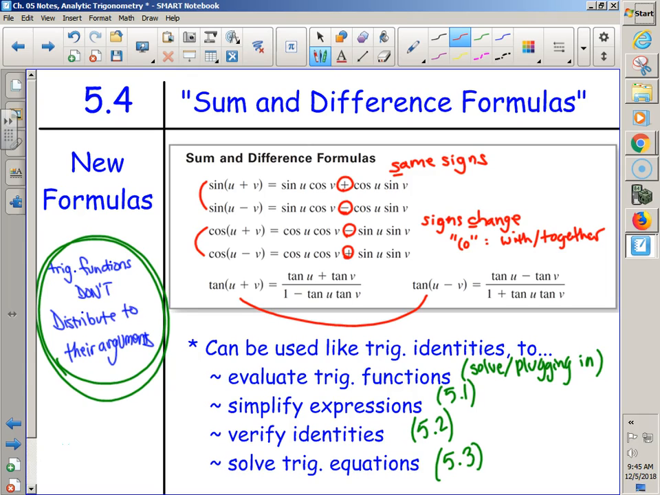The cool thing is when you get down to tangents, isn't tangent a sine over a cosine? Same over change. Now you have to memorize what goes where, but same over change. The sign stays the same on top and the sign changes on the bottom. That's kind of cool. Anyway, all kinds of cool ways of memorizing the formula.